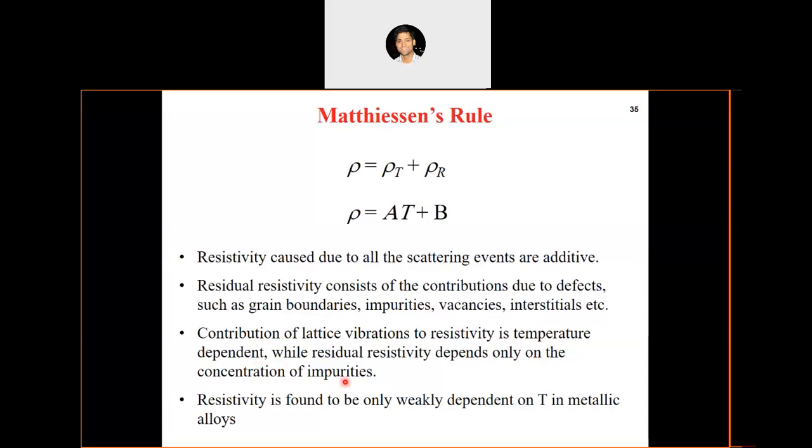Contribution of lattice vibrations to resistivity is temperature dependent, while residual resistivity depends only on the concentration of impurities. Resistivity is found to be only weakly dependent on temperature in metallic alloys. You can see why, right? For example, we have already seen that the scattering cross section area is much larger for impurities. So that's why the resistivity is affected much more by the impurities in comparison to lattice scattering limited resistivity, because the scattering cross section area is much smaller for that. So resistivity is only weakly dependent on temperature in metallic alloys, because it is dominated by impurity scattering rather than atomic vibration scattering.